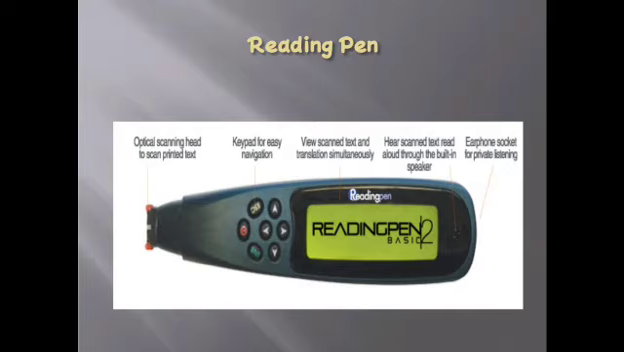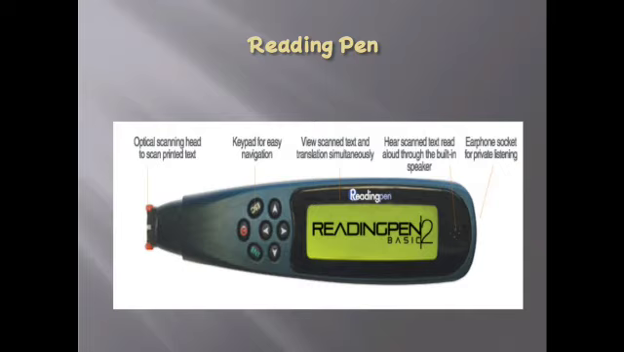From this diagram, as you can see, it displays the various parts of the reading pen. As you can see here, we have an optical scanning head to scan printed text, and a keypad for easy navigation. There is one screen where whatever text it is scanning will be displayed. Then we have one inbuilt speaker in there. Then we have an earphone socket for private listening.